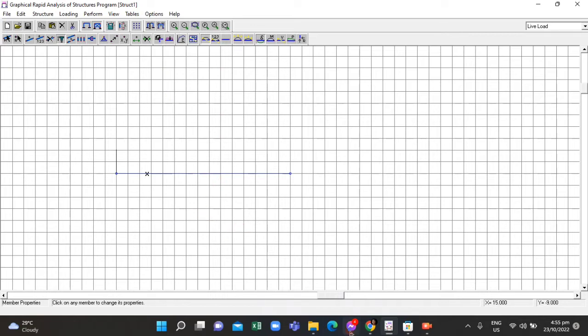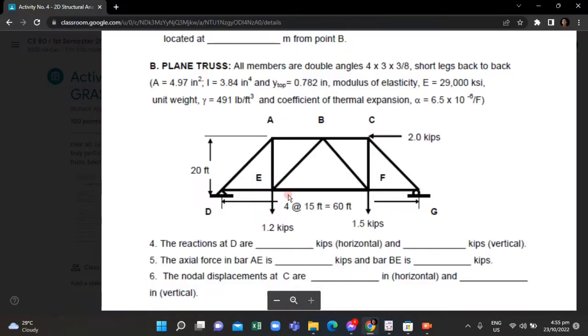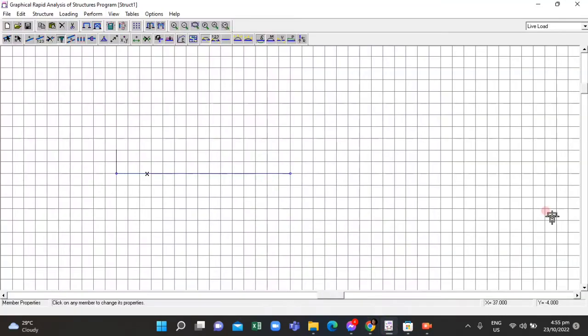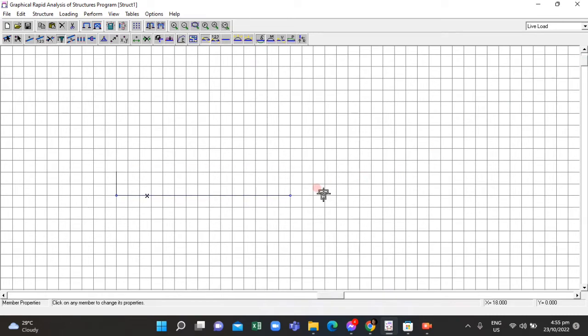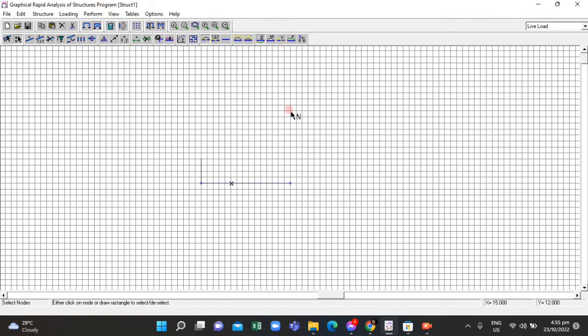So here in the figure we can see how I'm going to orient myself in constructing the figure in the software. I'm going to construct first this vertical one that is 20 feet. So here I'm going to count 20 feet. I'm going to add a node: 1, 2, 3, 4, 5, 6, 7, 8, 9, 10, 11, 12, 13, 14, 15, 16, 17, 18, and 20. So that's a node. Then I'm going to add a member.